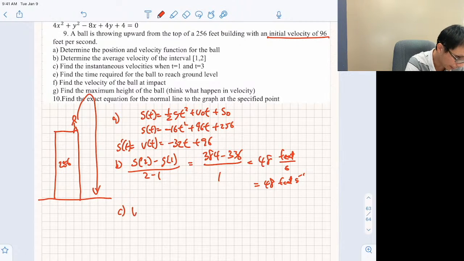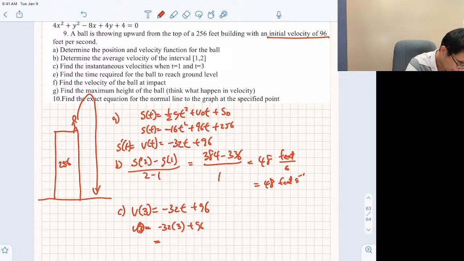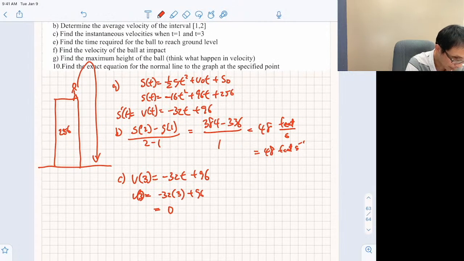Plug in the derivative, good. So plug in the 3. So it'll be negative 32t plus 96. So v of 3 is equal to negative 32 times 3 plus 96, which is equal to 0. That's weird. At 3 seconds, my velocity is equal to 0.